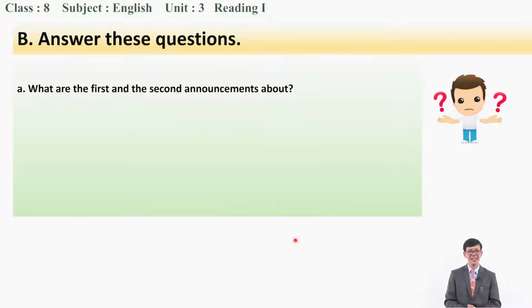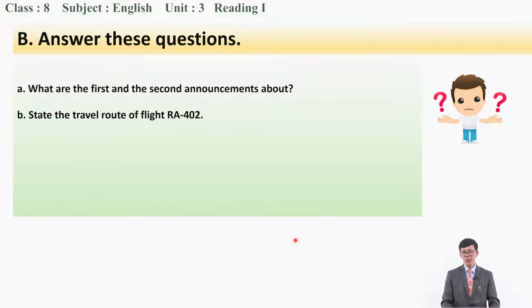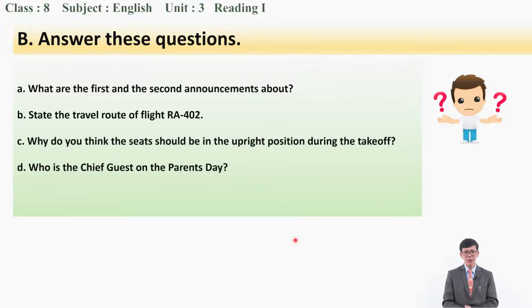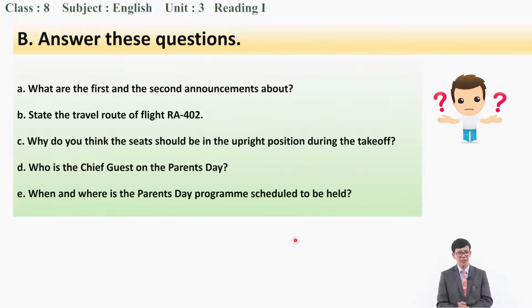What are the first and the second announcement about? State the travel route of flight RA402. Another question, look at there. Why do you think the seats should be in the upright position during the takeoff? And who is the chief guest on the Parents' Day? And when and where is the Parents' Day program scheduled to be held? I hope all of you are familiar with all these questions. Now we again read the text quickly and try to find the answer of these questions one by one.